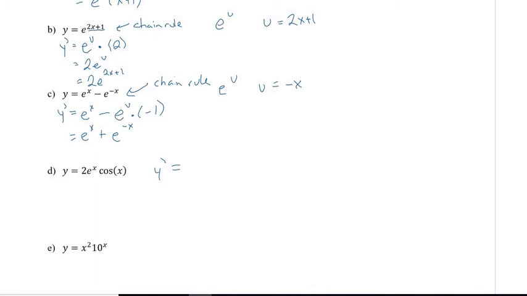Before we do that, though, we have to look at the overall problem, and we should notice that there are two functions multiplied together. So we're going to use product rule. Take the derivative of each function and multiply with the other. The derivative of the first function is 2 times e to the x, times cos of x. Then we take the original first function, 2 times e to the x, and multiply it by the derivative of the second function, negative sine of x.